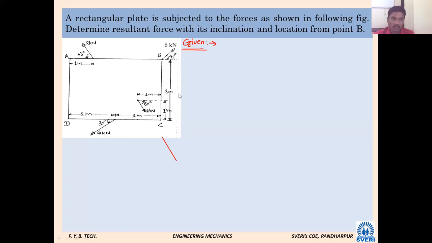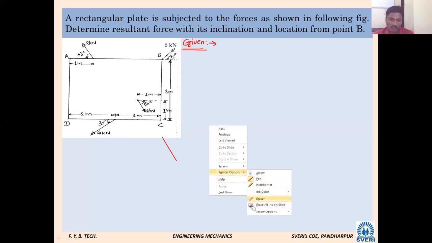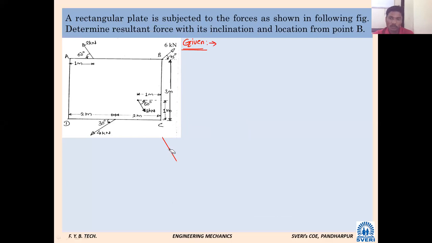Okay, sure, continue. A rectangular plate is subjected to the forces as shown in the following figure. Determine resultant force with its inclination and location from point B. Very good. Problem is simple, not that much challenging. Only your understanding is important. There is nothing. So one rectangular plate is given, subjected to the forces as shown in the following figure.